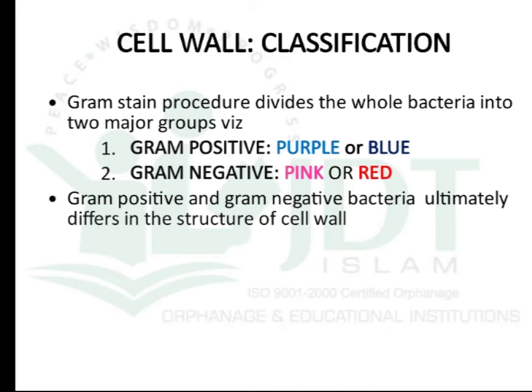Now the cell wall is classified into two according to the gram staining characteristic of the bacterial cell. If we perform gram staining, depending on the result, that means if the final color is blue or purple, that type of microorganism is known as gram positive. If the color is pink or red, that type of microorganism is known as gram negative. This color difference is determined by the cell wall. So now we will discuss in detail the reason for this difference in color, even though we use the same staining procedure for gram positive as well as gram negative microorganisms.